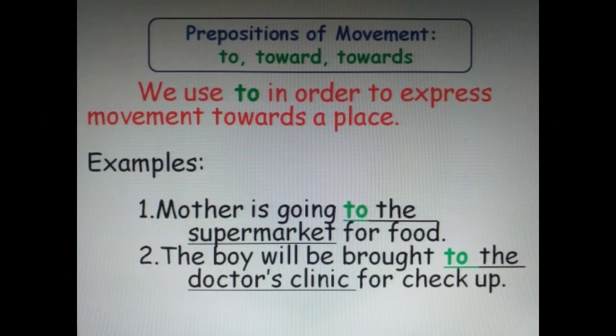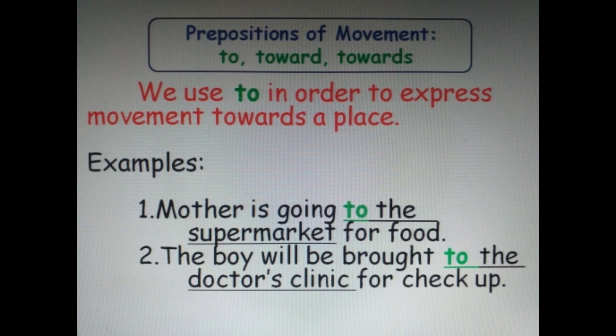Now we go to the prepositions of movement. So here are another set of prepositions, which is to, toward, and towards. We use to in order to express movement towards a place. For examples, Mother is going to the supermarket for food. So it is a movement towards the supermarket. So to, the preposition to plus the supermarket, to the supermarket.